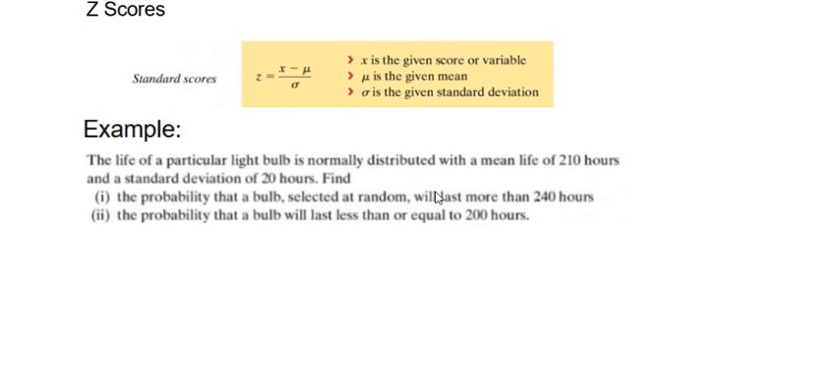Hi folks, this is a couple of examples about z-scores. The formula is there, z is equal to x minus mu over the standard deviation. The mean is always the mu, so in this example the mu is 210 and the standard deviation is 20.